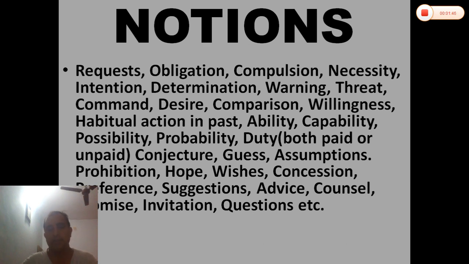These are some notions that form the entire gamut of English spoken language. They are requests, obligations, compulsion, necessity, intention, determination, warning, threat, command, desire, comparison, willingness, habitual action in past, ability, capability, possibility, probability, duty, both paid or unpaid, conjecture, guess, assumptions, prohibition, hope, wishes, concession, preference, suggestions, advice, counsel, promise, invitation, questions. And to express all these notions properly and without any flaw, we need modal auxiliaries, and we need to have very good command over modal auxiliaries so that we can express these notions in the proper and appropriate way.